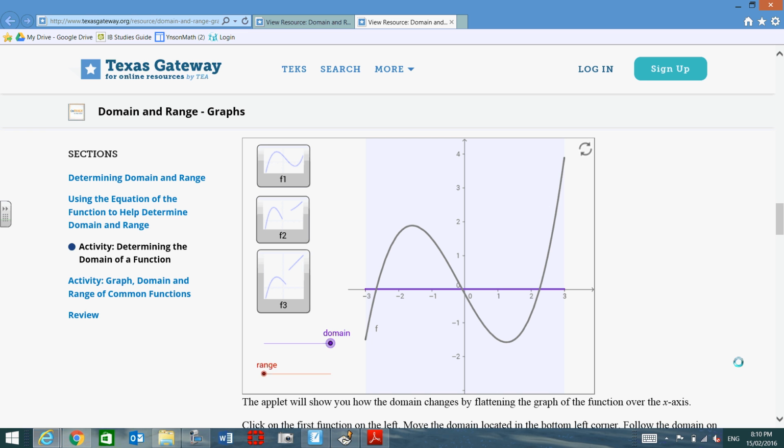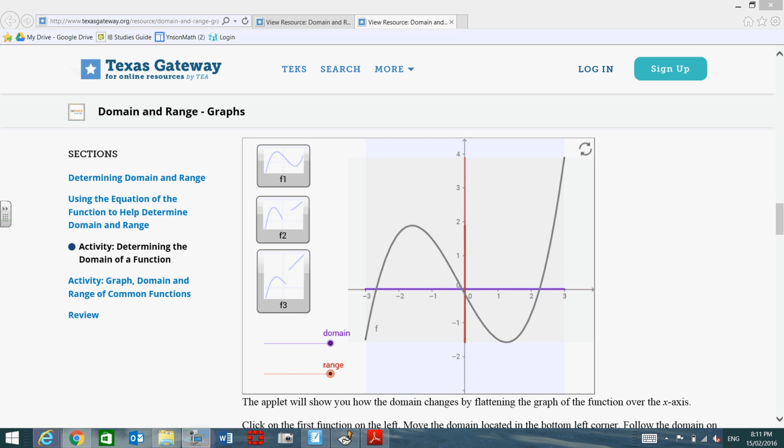And if we do the same with the range, we're really thinking just in the opposite direction. We're thinking vertically. So if I smush this graph along the y-axis, what y values would be represented in this function? So let's stretch it back out, and I'll pull it back in one more time. Notice that my lowest y value is about -1.5, and all the way up to almost 4, but not quite. So those would be my restricted domain and range in this case. So you're welcome to go to that website and try it yourself.